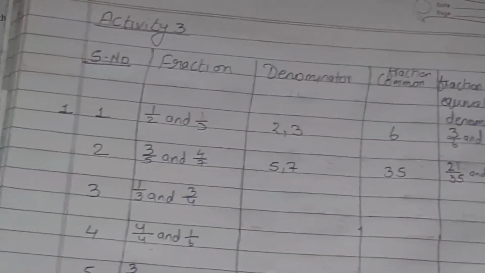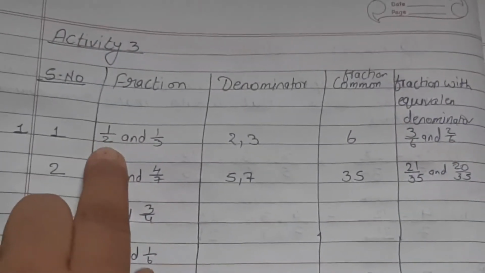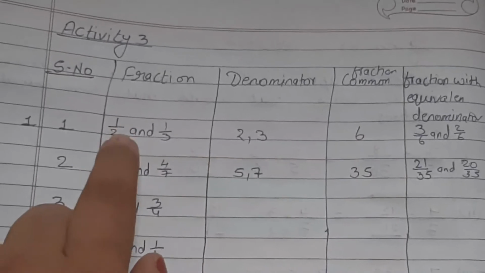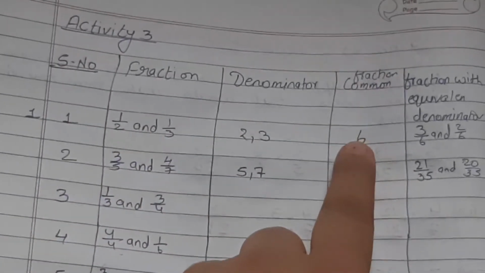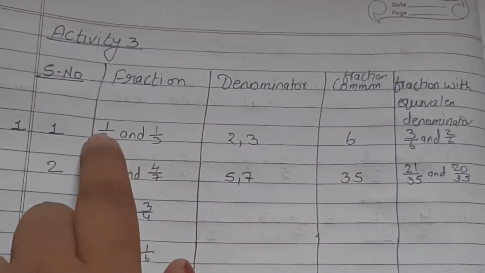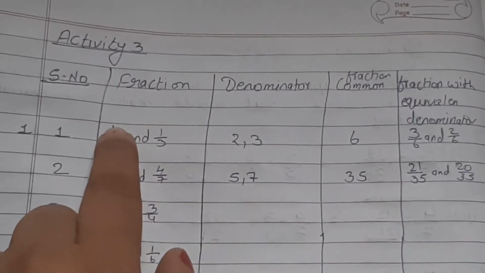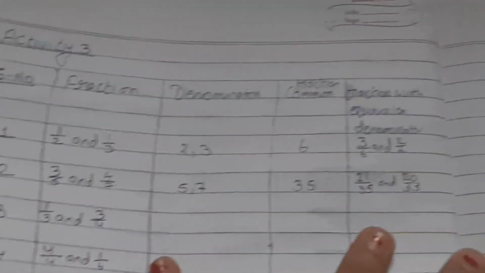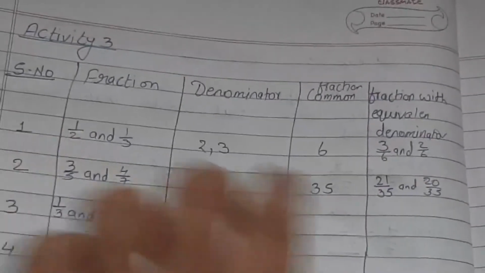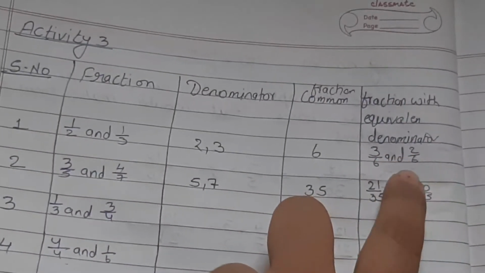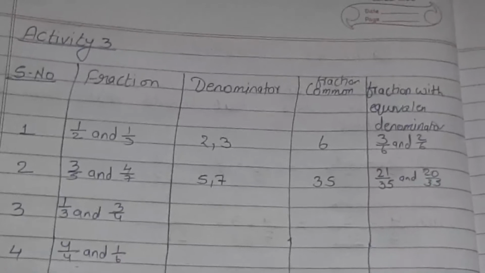Then as I told you, what will you do? 1 by 2 is there. So what do we have to do? We have to multiply 2 by what to get 6? 3. So 2 into 3, so here also we will multiply by 3, and what answer will come? 3 ones are 3. So here 3 by 6 and 2 by 6. In the same way you have to do this type of question.